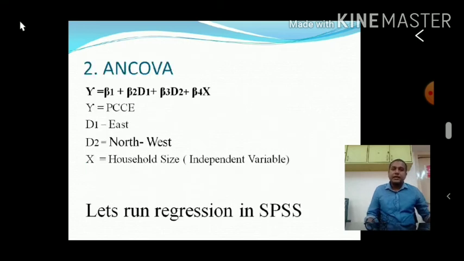Now next class we'll discuss a topic, that is ANCOVA, analysis of covariance. Till now we discussed ANOVA, analysis of variance, where we used only qualitative variables, and in the analysis of covariance model we'll be using both qualitative and quantitative variables.